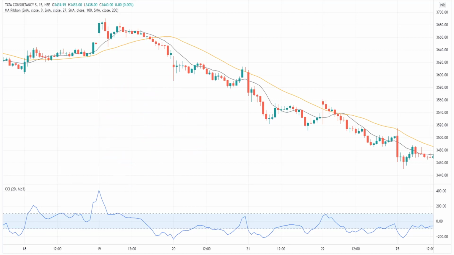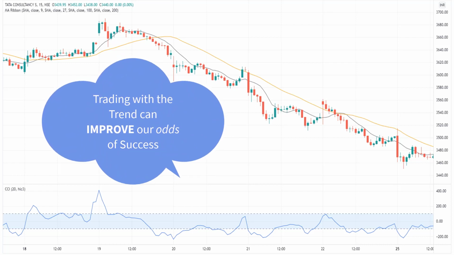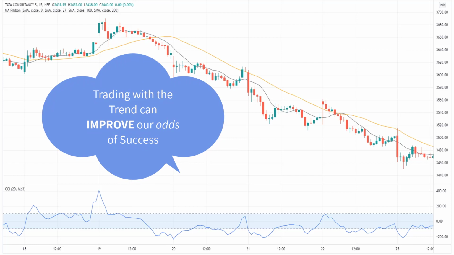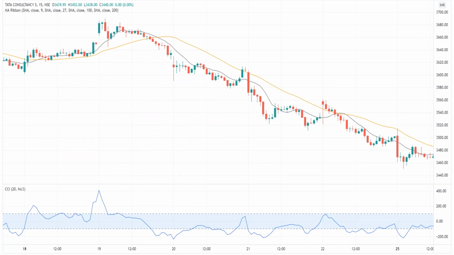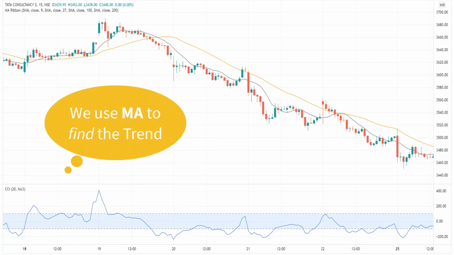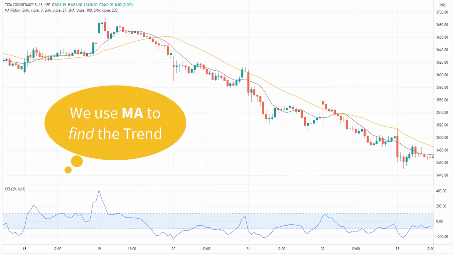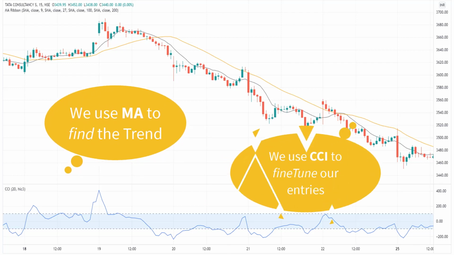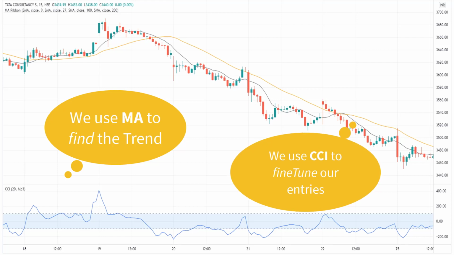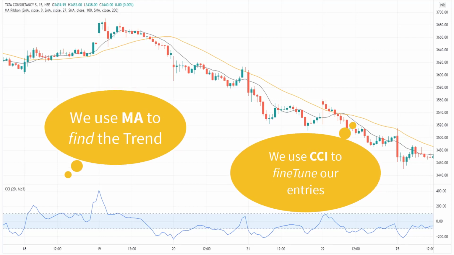And when you trade with a trend, you're basically reducing your risk because the momentum is completely in your favor. So in this strategy, by using the moving averages, we are taking the trade in the direction of the trend, which reduces our risk. And by using the CCI, we are avoiding all the false signals given out by the moving average.